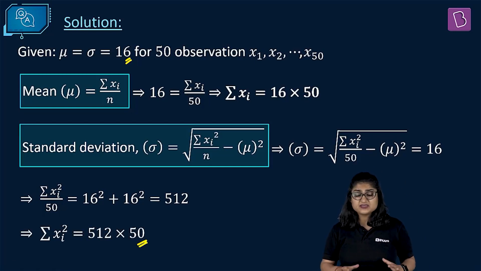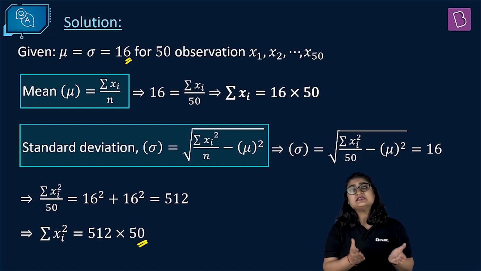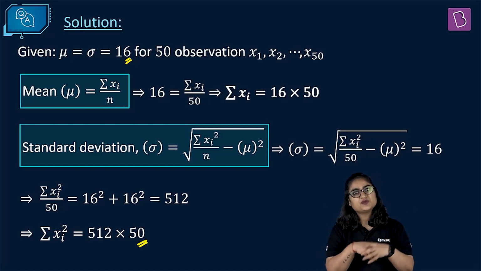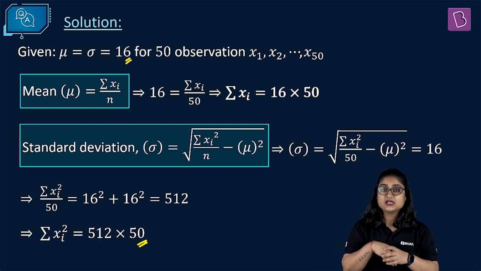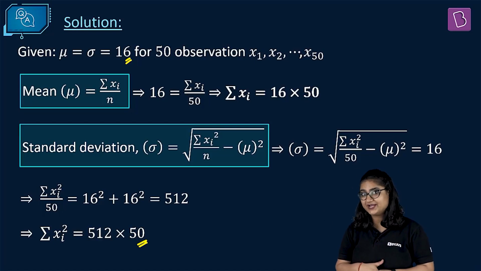All right, so let me repeat again what we did till now in this question. There were 50 observations, and we know that mean is equal to 16, and we also know that mean is equal to the sum of all observations divided by the number of observations. So from this we got the sum of all observations as 16 multiplied by 50.